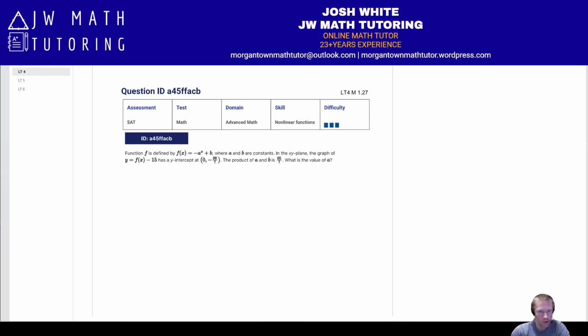So you have an exponential function here. They give you the general form of it. They tell you that this new function has an intercept here, and the product of both a and b is this. So we know AB is 65 over 7.